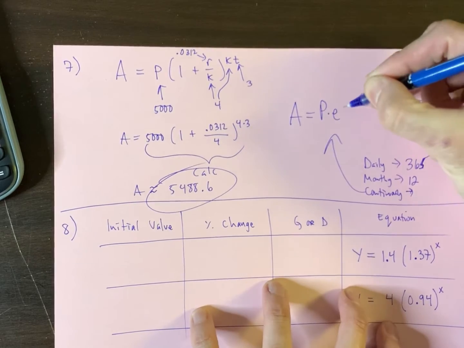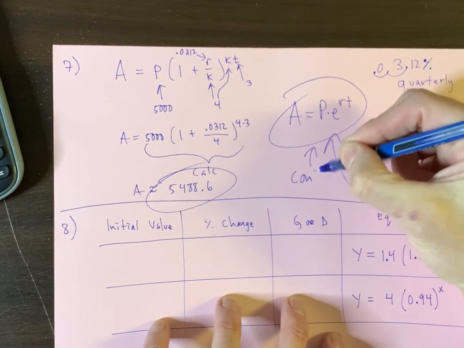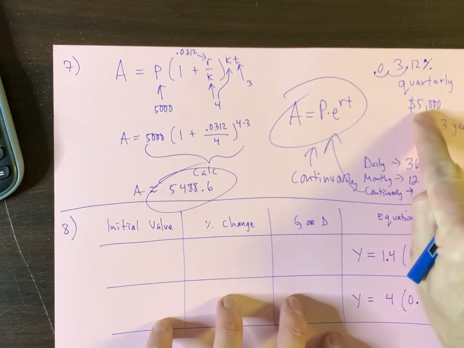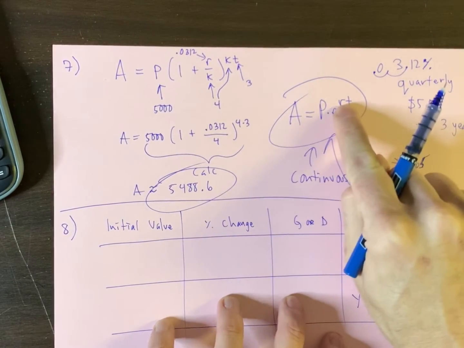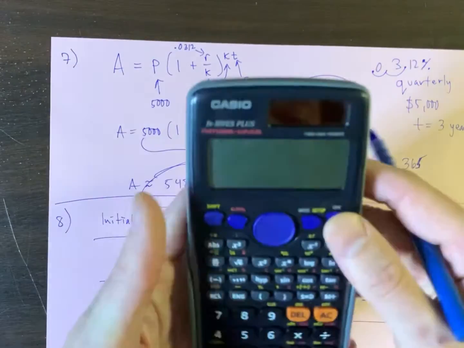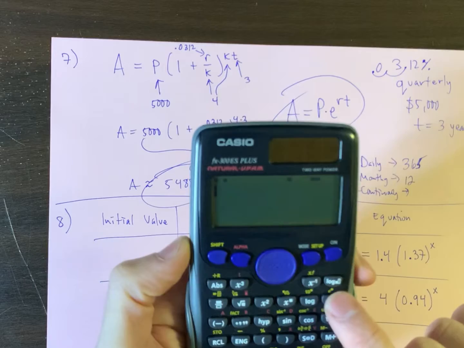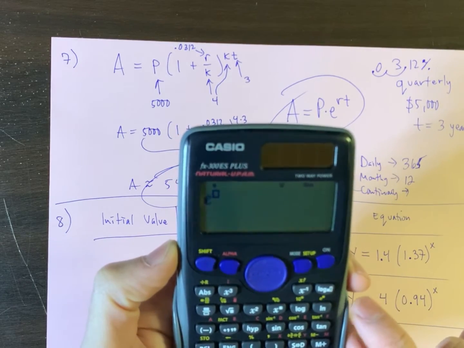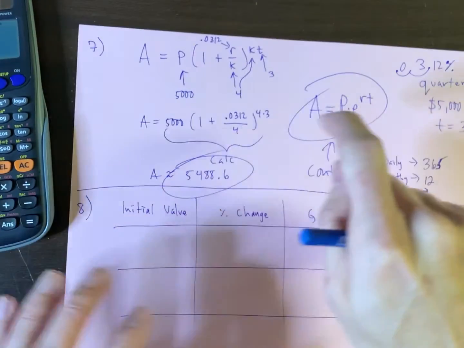When they say continuously, you use this function here. So that you use when it says continuously, where P is the same thing, 5,000, time T is 3, R is the same decimal, and E is just a button on your calculator. If you have a Casio, there's a button E, you have to hit Shift E, and it should be there somewhere on your calculator. So just find the letter E because E is just a number. But anyways, that's number 7.